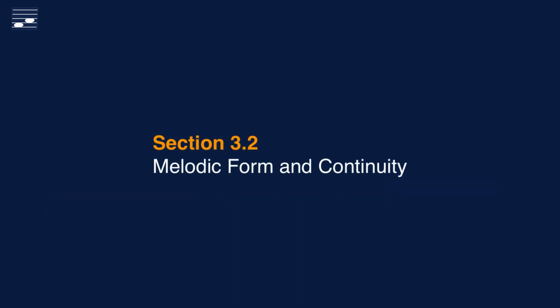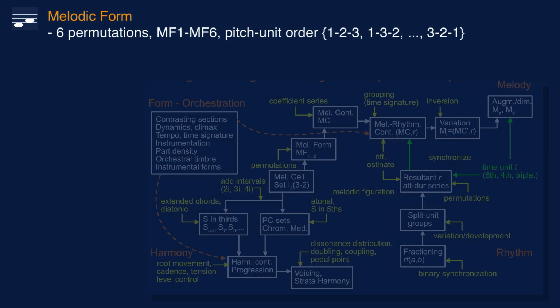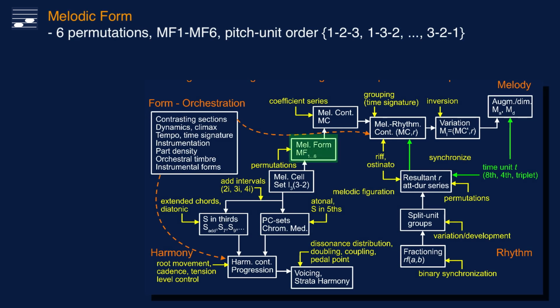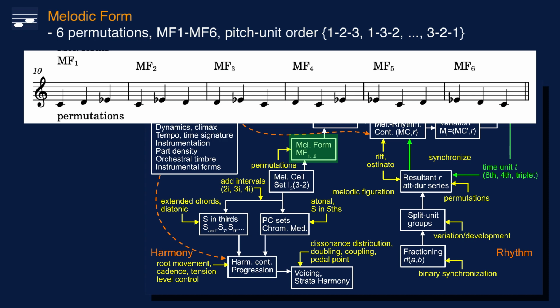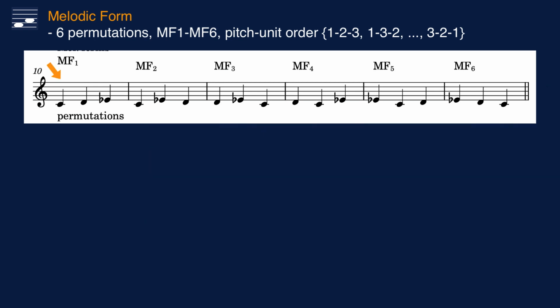The sketching process starts with an investigation of the melodic potential of these pitches. Changing the order of the three pitches in the set yields 6 permutations, which are called the melodic forms, MF1 to MF6.